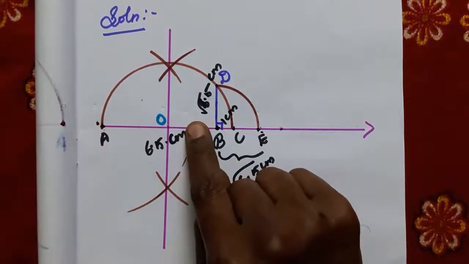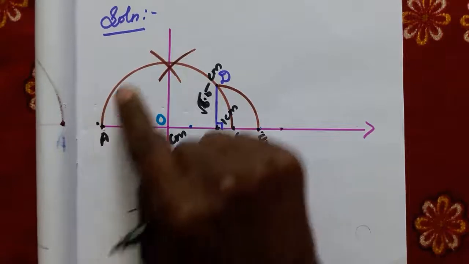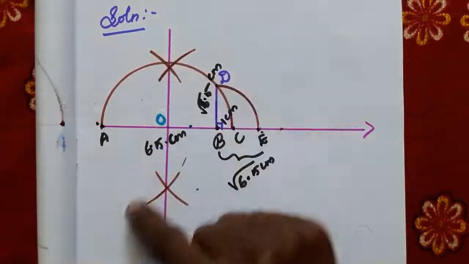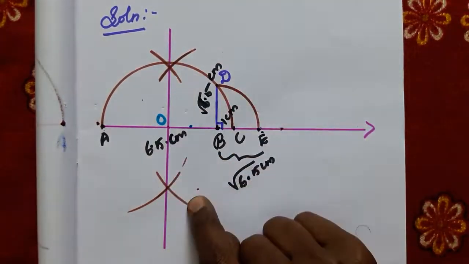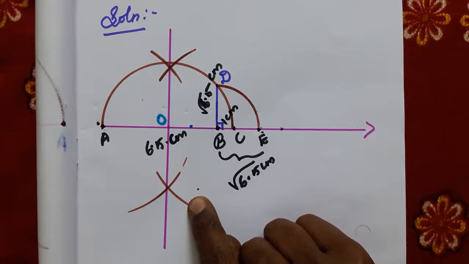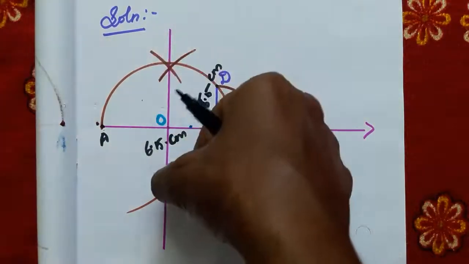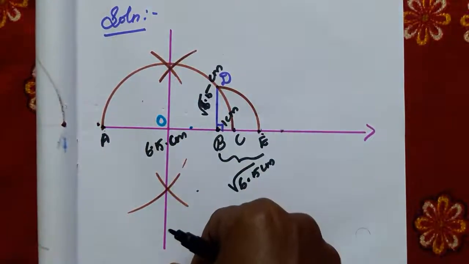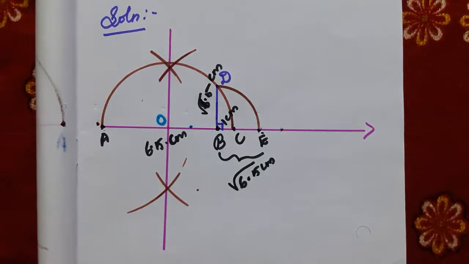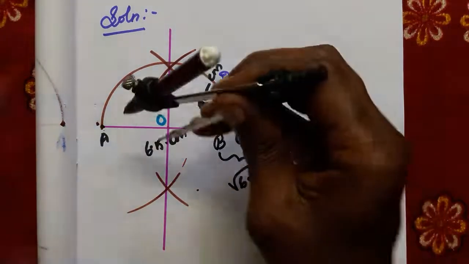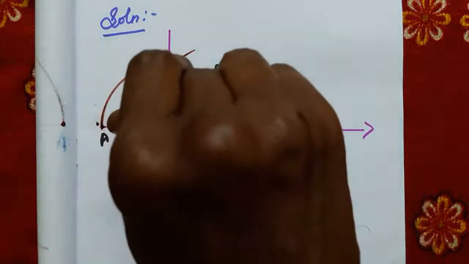For that what you have to do? More than half of this AC you have to take it with A as center, up of the line as well as down of the line you have to draw a arc. With B as center you have to draw a arc up of the line and down of the line. Next, using these 2 points you have to draw a line. Now OA is equal to OC. Now OA and OC as radius you have to draw a arc like that.